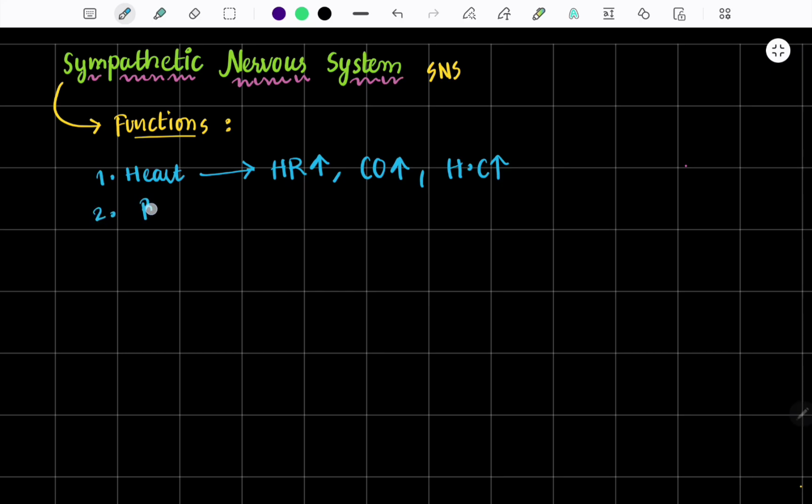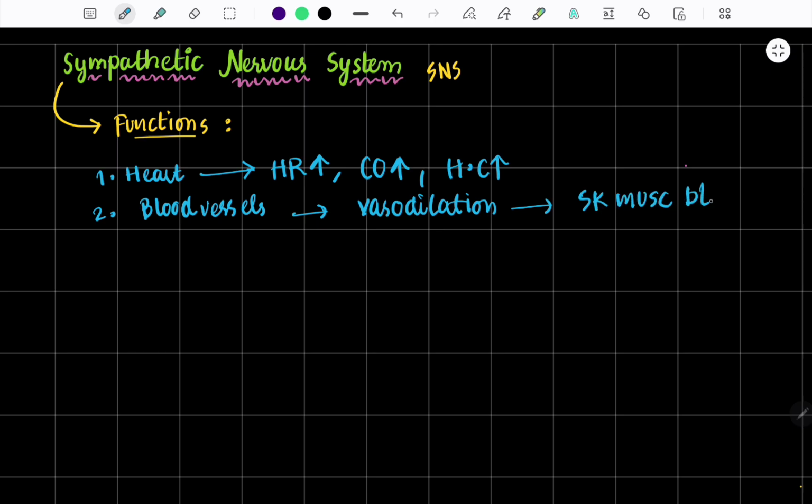Secondly, when we talk about the blood vessels, you have to remember that there is mostly vasoconstriction in the sympathetic nervous system, but when we talk about blood flow towards the skeletal muscles, then there is vasodilation, right? Vasodilation occurs, and that's how blood flow towards the skeletal muscles is increased, and there is decreased blood flow towards the skin and intestine, right?